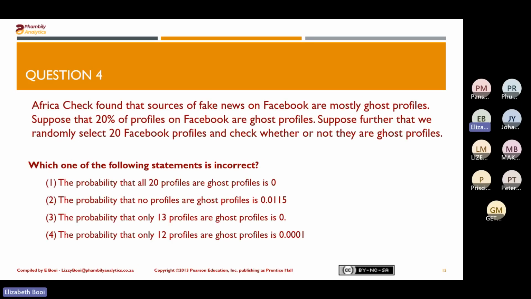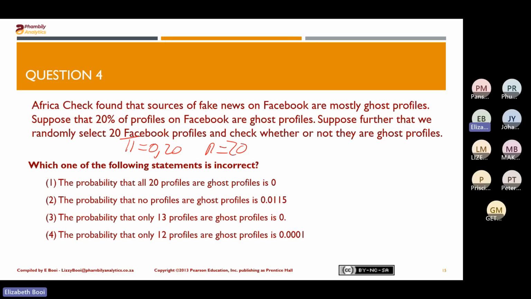So question 4, which is almost similar to what we just did. We know that our probability of success is 0.20 and our n is 20. Now we need to find the probability for each statement. It says, which one of the following statements is incorrect, so we need to find the incorrect statement. You need to read the question in relation to the table with the signs.